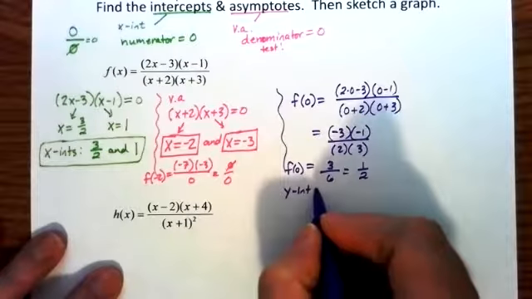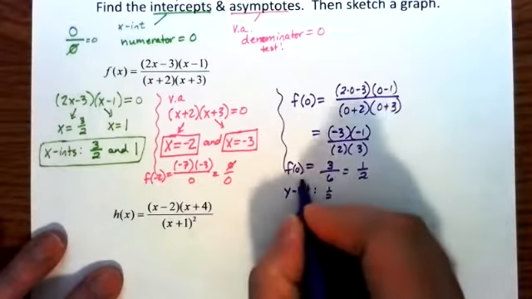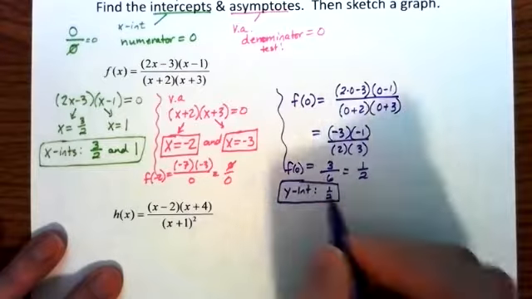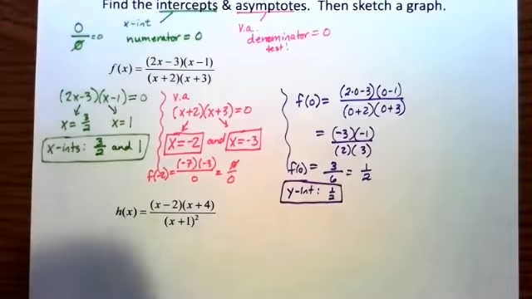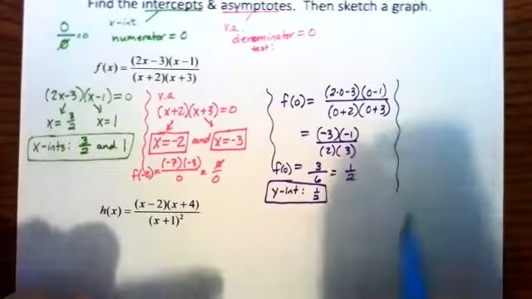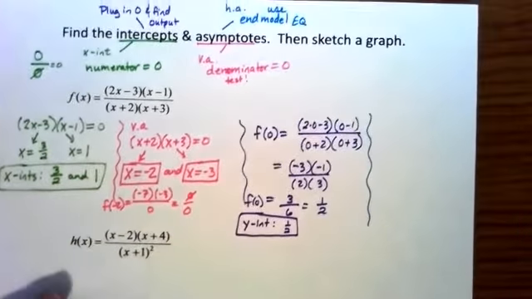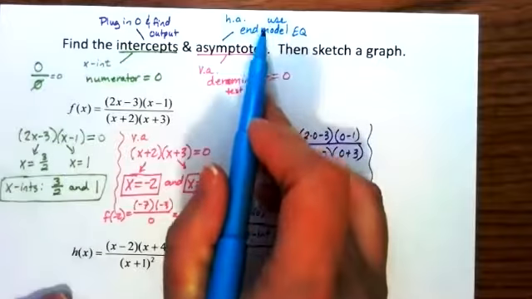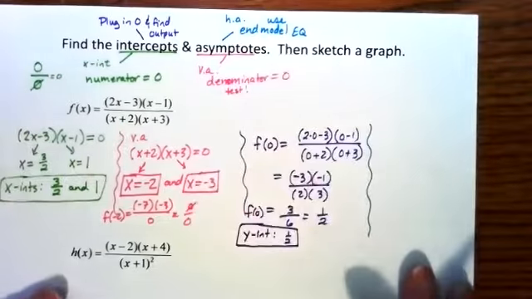And it is 1/2. Okay, we are getting there. And then finally, this last part of our question is our horizontal asymptotes. So here's where we're going to use an end model equation to find those horizontal asymptotes.